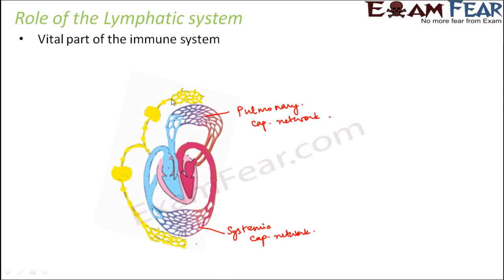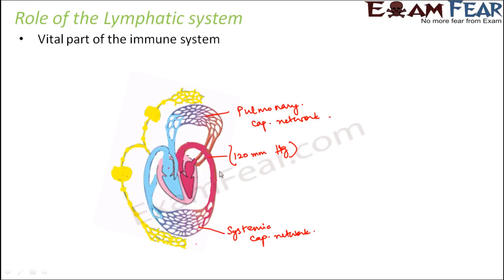Now let us see what role it plays. The flow of oxygenated blood from the heart takes place at a very high pressure. This is the oxygenated blood, the red one. It flows under a very high pressure, which is measured as the systolic pressure, around 120 millimeters of mercury. So this oxygenated blood flows out of the heart at a very high pressure.